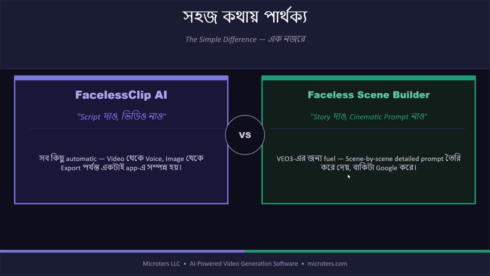In short, the difference is that in Faceless Clip, everything is automatic. And in Scene Builder, you take the prompts to Veo 3, or Seedance, or Grok. You will submit those prompts one by one to create video clips. Then you will combine the video clips. This is the work of Scene Builder.